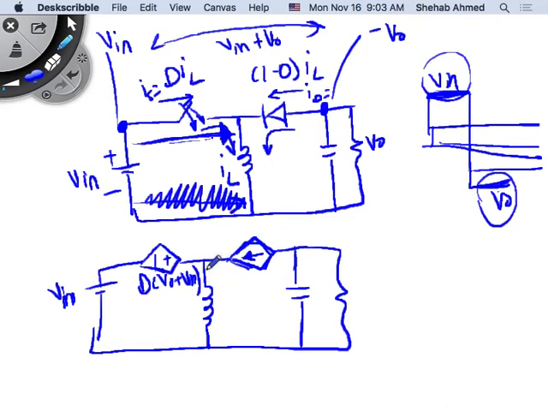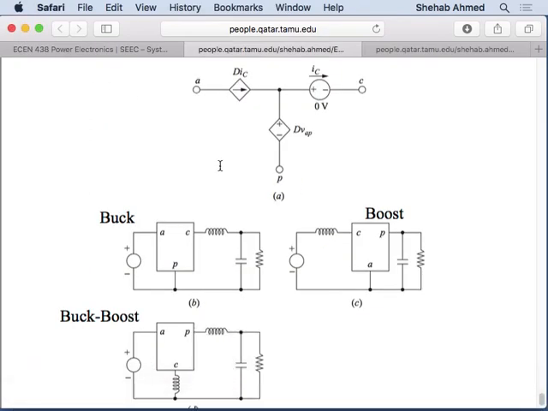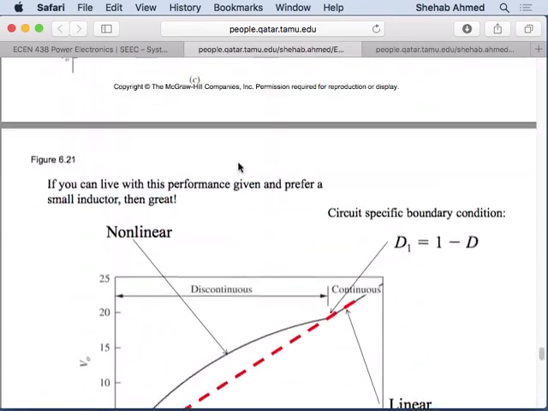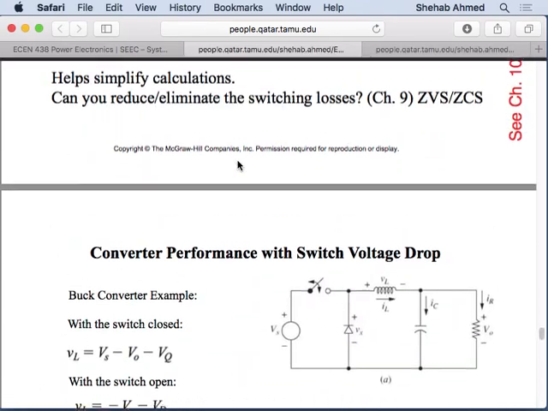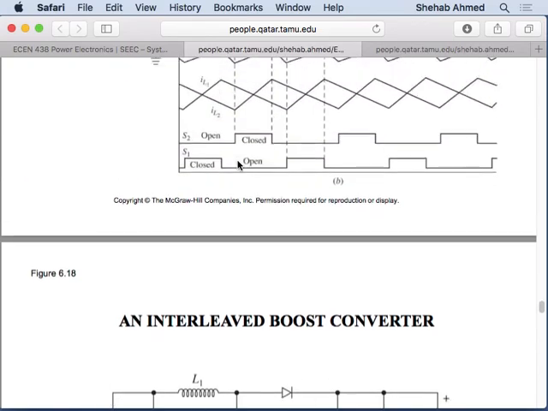Or V input minus V output? What is it? If I take V output this way, it's V input minus V output. If I flip V output, it's V input plus V output. It depends on the polarity here. So if I go with the polarity in the text that they've used to derive the buck-boost converter, they do what?